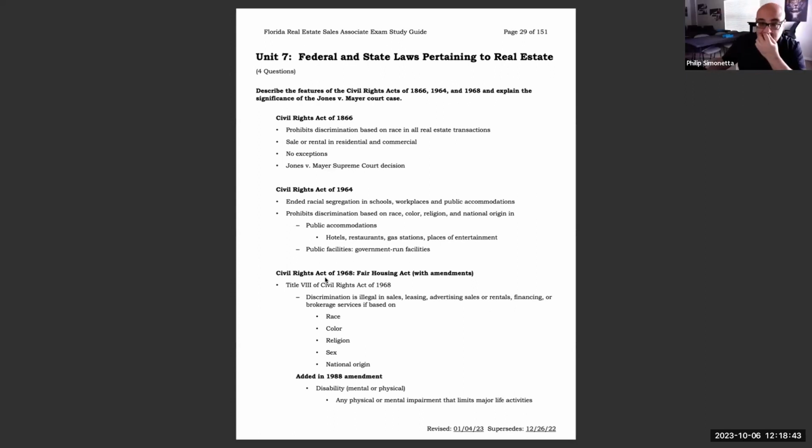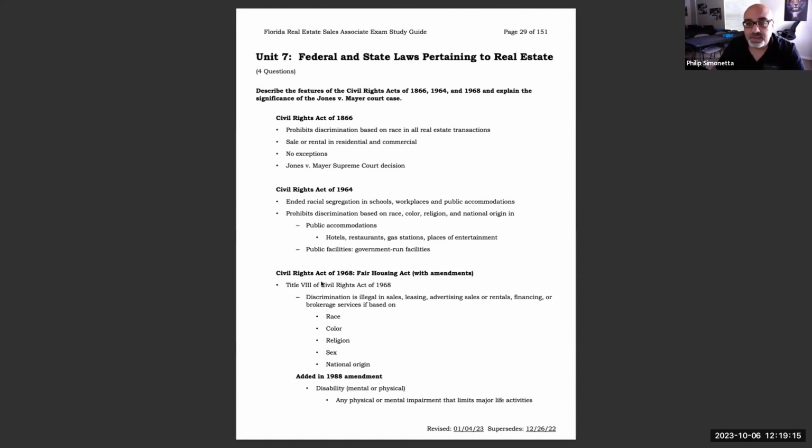So the first thing we have to understand is we need to be able to describe the features of the Civil Rights Act of 1866, 1964, and 1968, and explain the significance of the Jones v. Mayer court case. So the Civil Rights Act of 1866 prohibits discrimination based on race in all real estate transactions, sale or rental, residential and commercial, no exceptions. And the Jones versus Mayer Supreme Court case was the ignition for this.